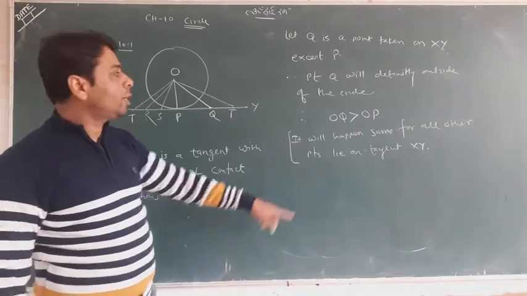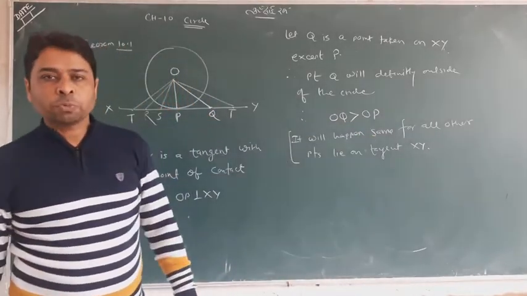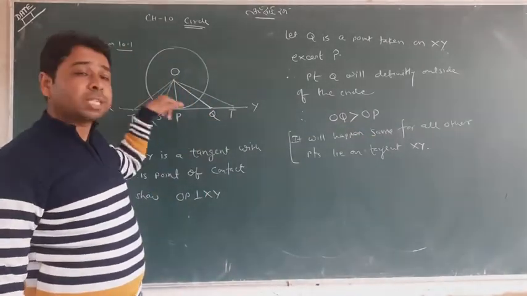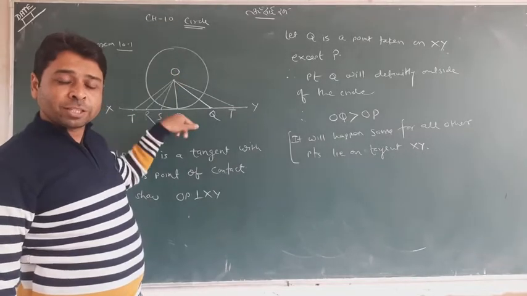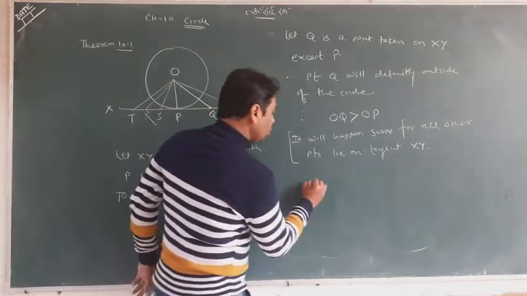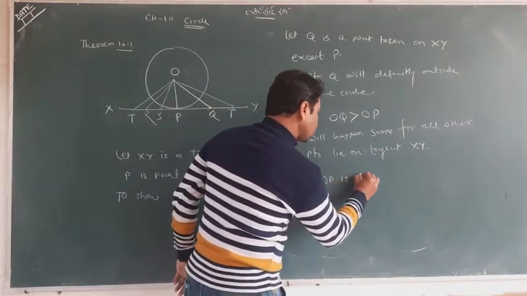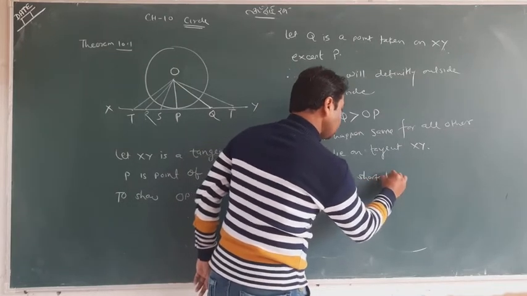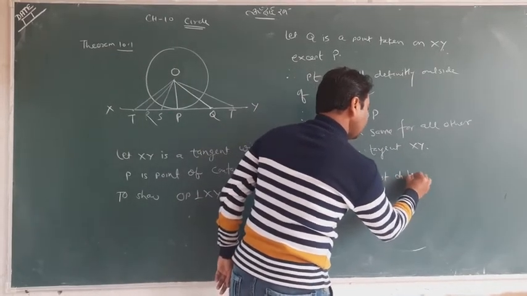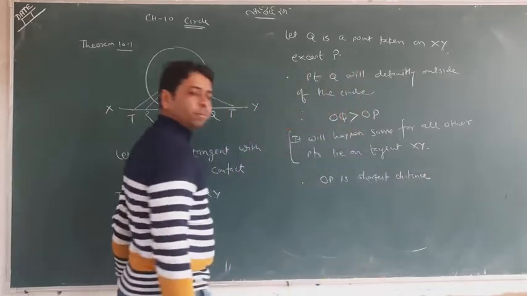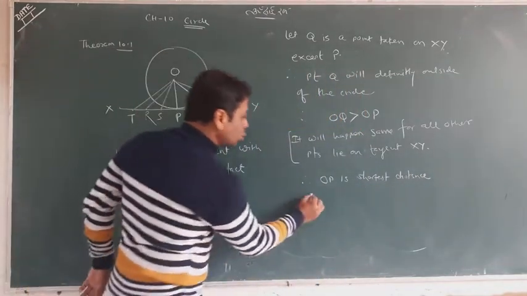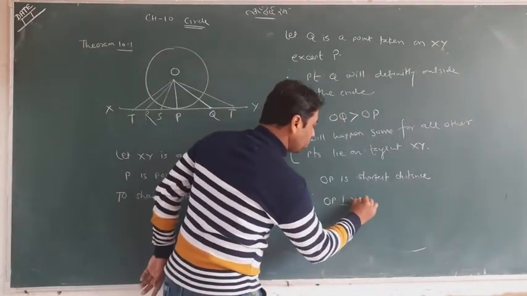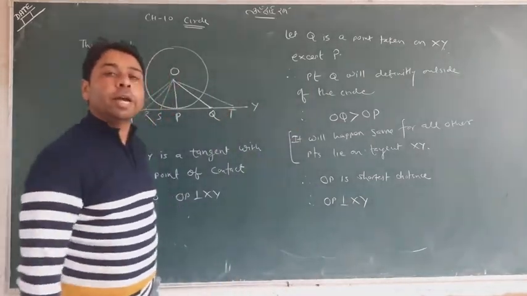But all the time OP is always the shortest one, because P is the only point which lies on the circle. So we can write that OP is the shortest distance. And if OP is the shortest distance, one can understand that OP is perpendicular to XY, and hence proved.